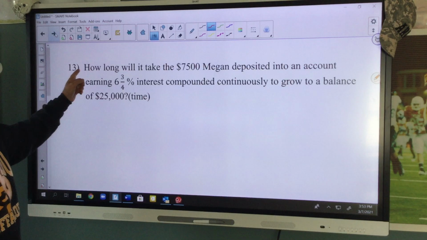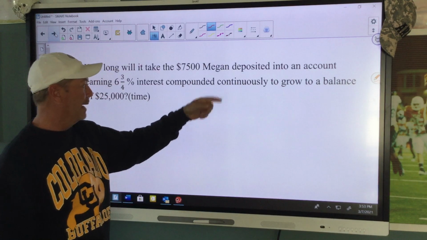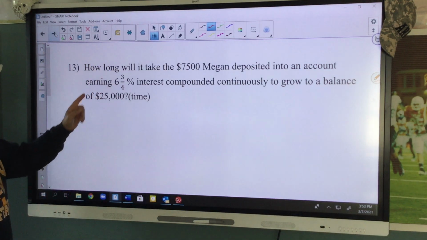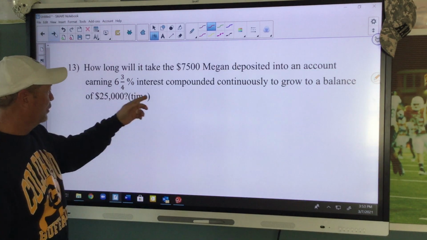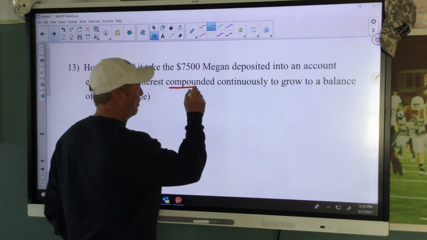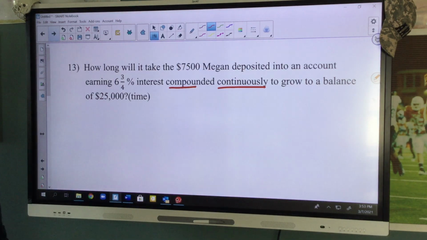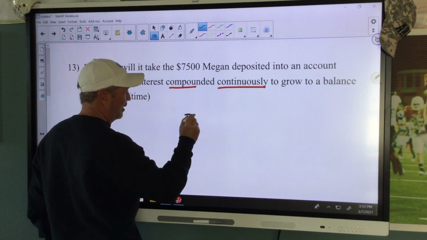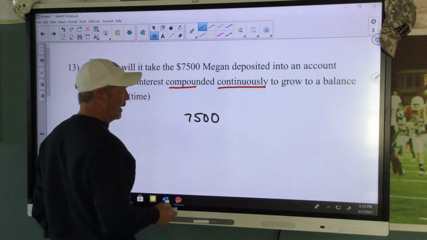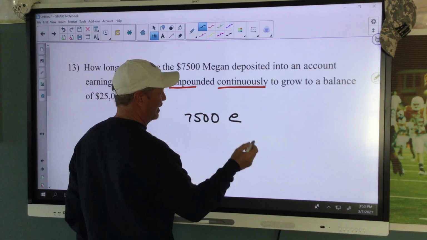All right, next problem. Now we're talking about time. How long will it take $7,500 that Megan deposited into an account earning 6 3/4, do we know what 3/4 is? 0.75. Interest compounded continuously to grow to a balance of $25,000. So what we're going to solve for is time. Initial investment is $7,500. But it's compounded continuously, so we're going to say E to the rate.